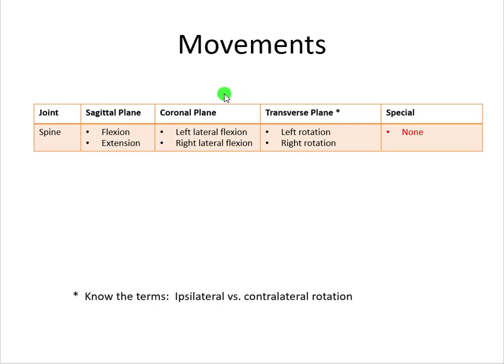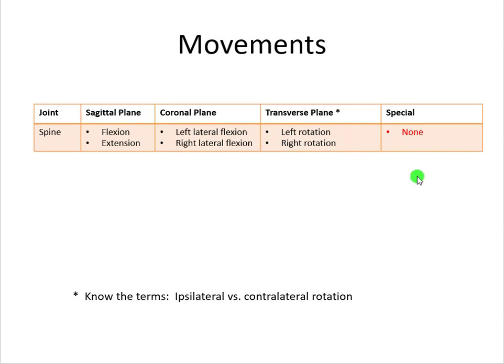So you'll notice that when we looked at the extremities, the coronal plane movements were abduction and adduction. And remember, abduction was moving away from the midline, adduction was moving back toward the midline. Well, here, it is the midline itself that is moving, so we don't have abduction or adduction. We have left and right lateral flexion. And again, in the transverse plane, previously we had internal rotation and external rotation, and here we just get left and right rotation.